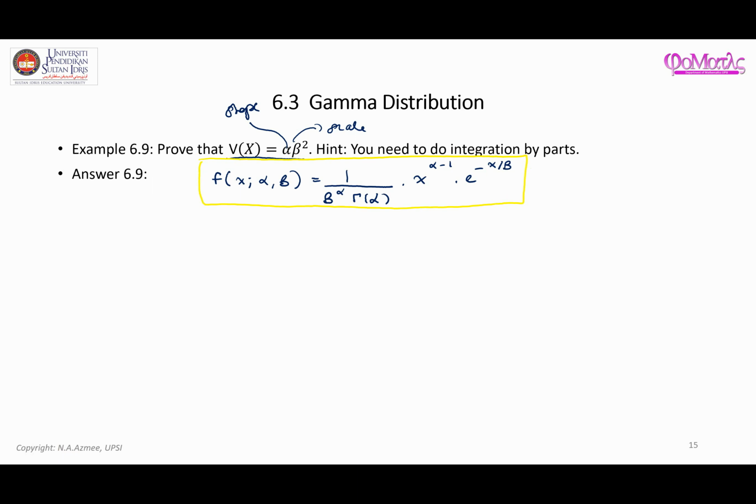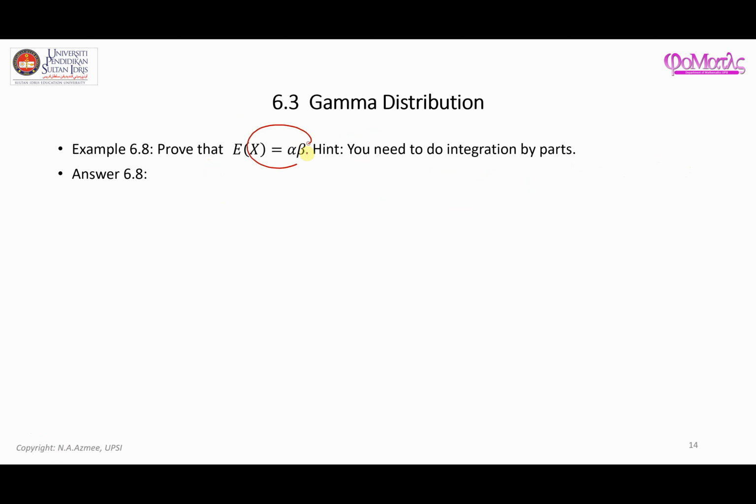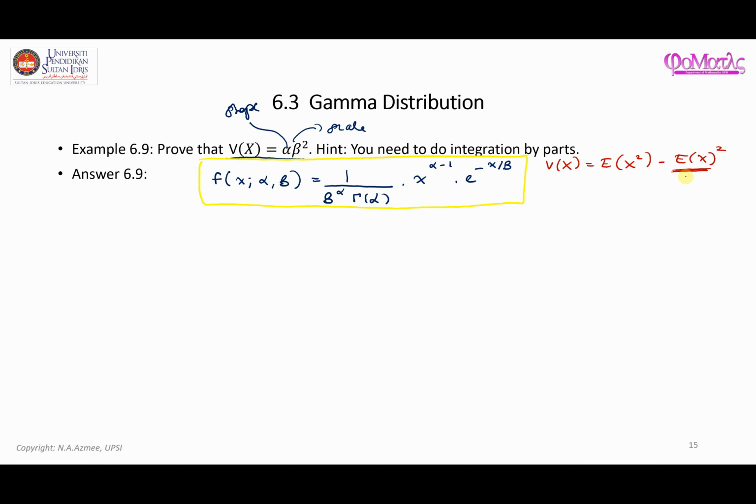Now let's move on to finding the variance of X. The variance of X is given by this formula here, and we have already obtained this result. In the previous video, I showed that the expected value of X, where X has a gamma distribution, is equal to alpha beta. So we're just going to use that result. Now we just need to focus on finding the expected value of X squared. That's our starting point.